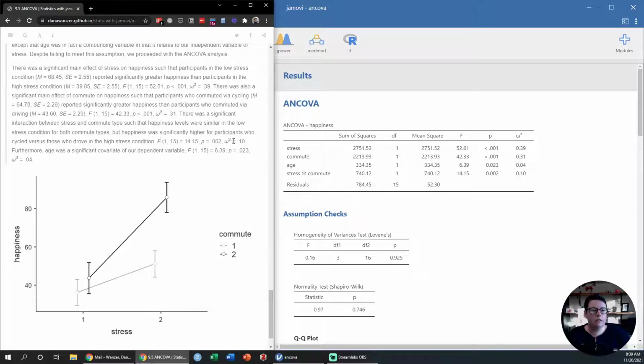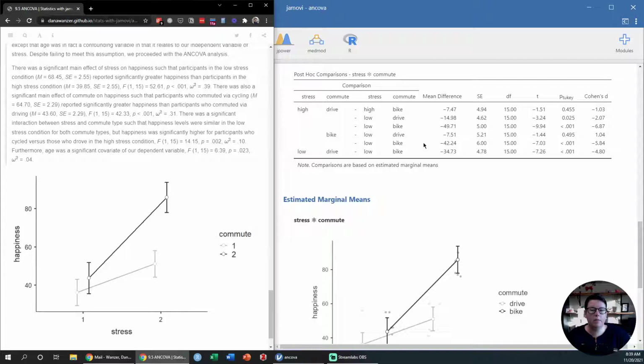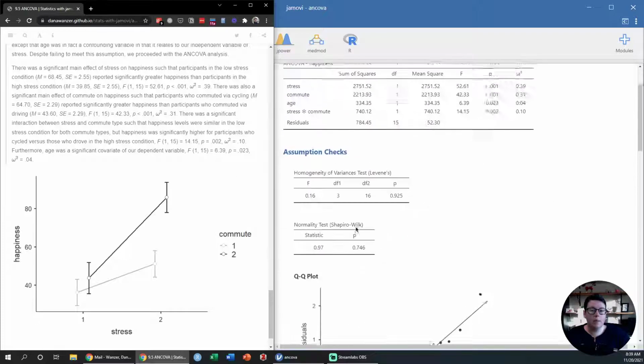So where am I getting all of this? This is the interaction effect, and I could put in those simple effect results from here. That's fine. And then I just added, furthermore, age was a significant covariate of our dependent variable, and I just write up that result as well.